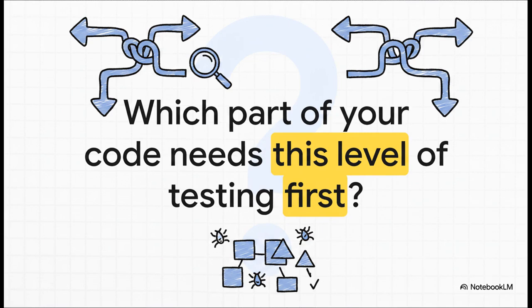So I want you to take a moment and think about the code you're working on right now. What's the most complex, the most business-critical, or maybe the most historically bug-prone part of it? Yep, that's it. That is the perfect candidate for your first basis path test. Just try it out and see the difference it makes for yourself.